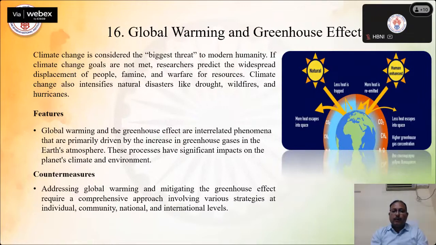Countermeasures for addressing global warming and mitigating the greenhouse effects require a comprehensive approach involving strategies at individual, community, national, and international levels. We all have to work together. It's not a one-man job or one government's job. We all have to contribute to this man-made disaster.